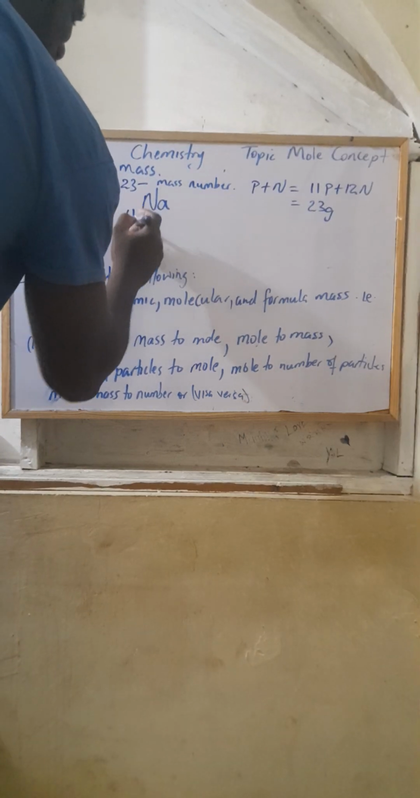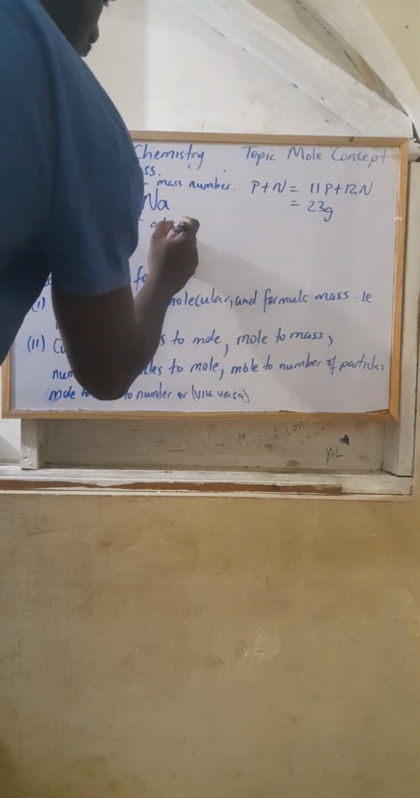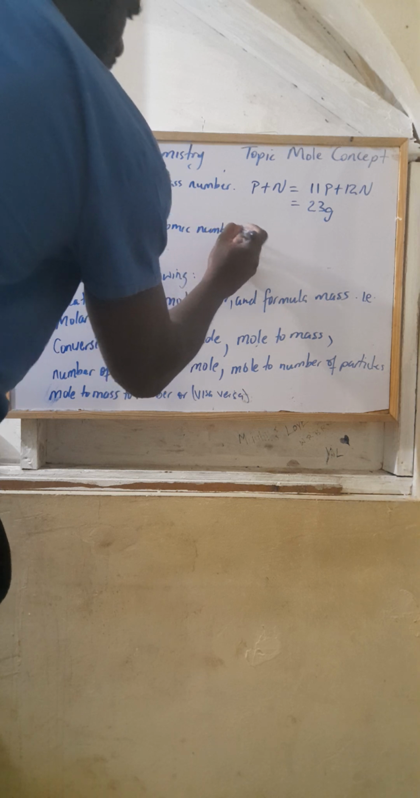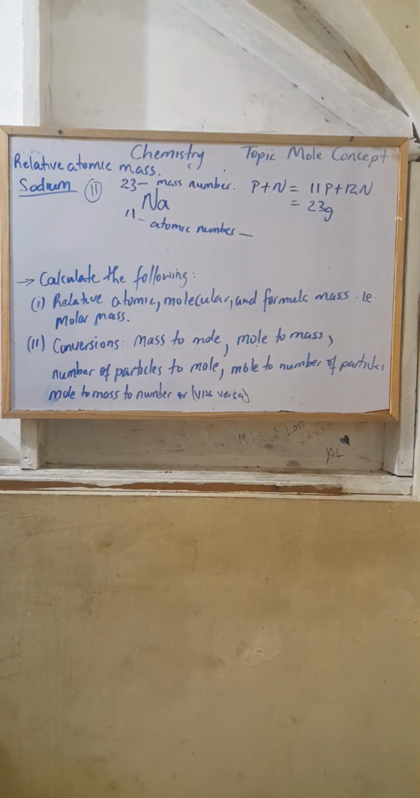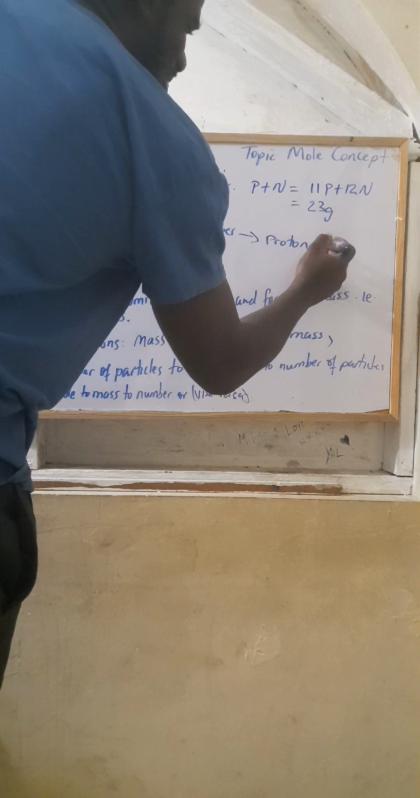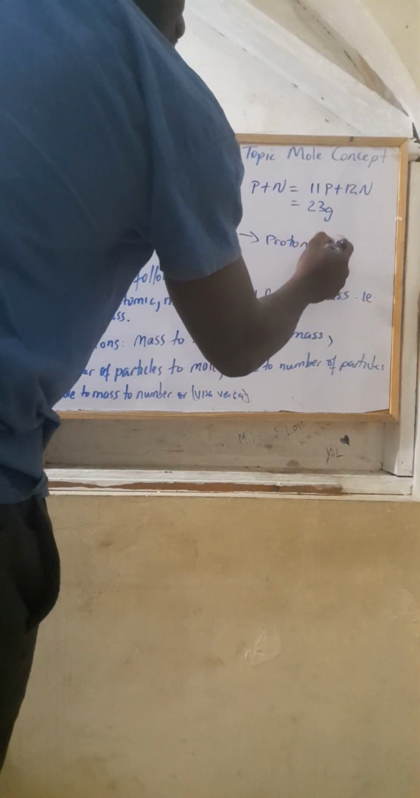At the bottom, we have 11. This represents the atomic number. And the atomic number is simply the number of protons within the atom of the element. All right? So I'm going to have here proton number.